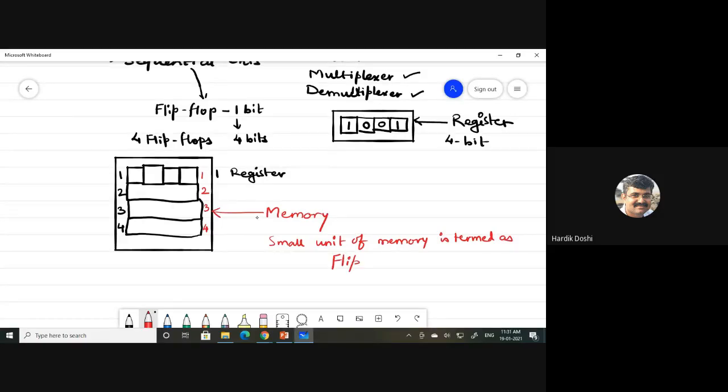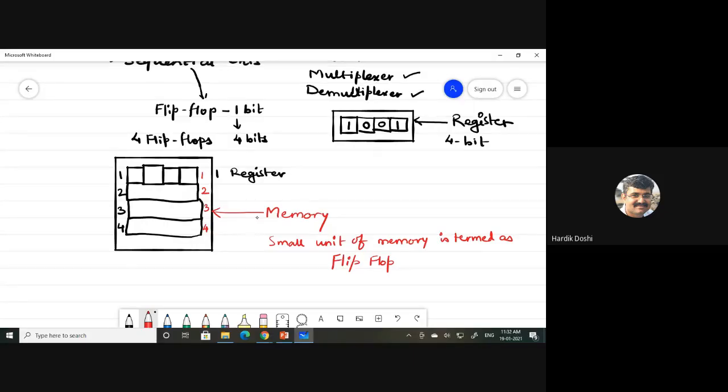Flip-flop. See, your memory is actually made up of flip-flops. Combining flip-flops, we get registers, and combining registers, we get memory.